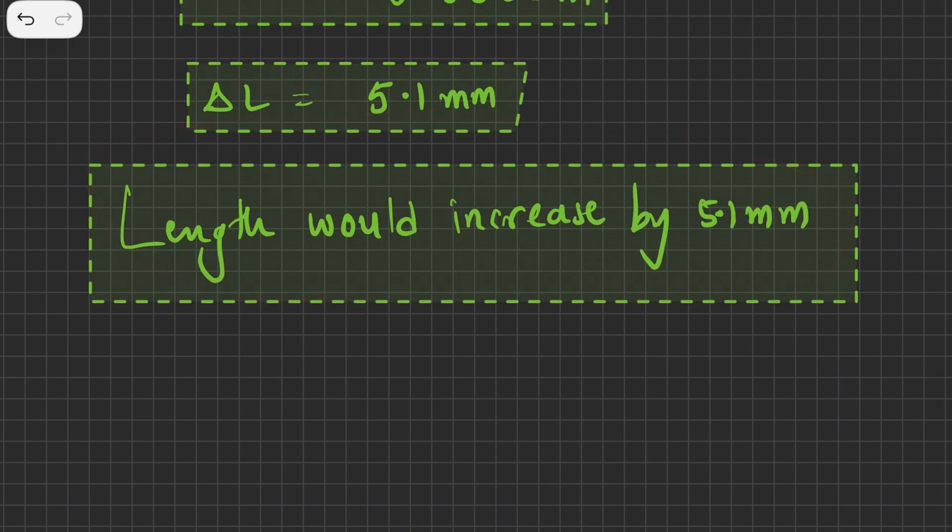So if the value of g changes by such a value, then definitely the length of the second pendulum would also change.